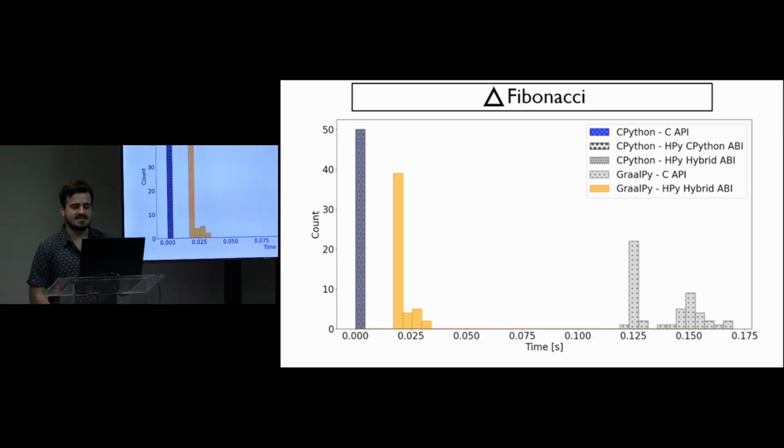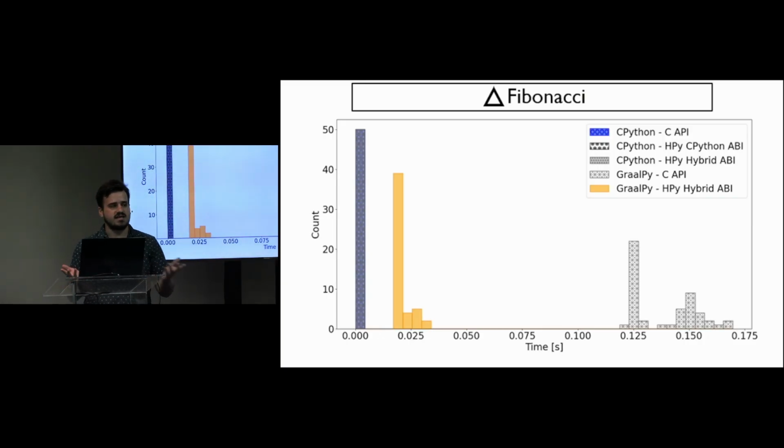Secondly, we have a Fibonacci benchmark. Okay, as you can see, again, GraalPy C API is slower. This is a trend we will see everywhere. But we also notice that GraalPy running HPy is not a 150 times increase, it's about a 6 times increase in performance. Okay, so not as great.